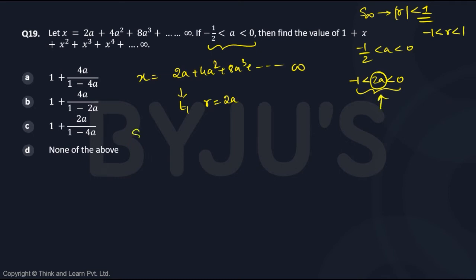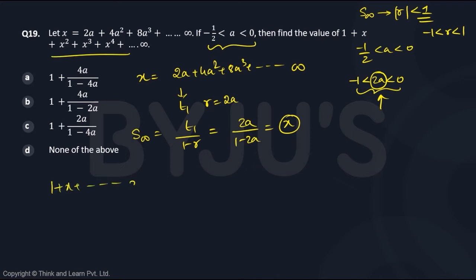So I can use sum to infinite here, which is t1 by 1 minus common ratio, which is 2a by 1 minus 2a. This will be the sum to infinite, which is the value of x itself. Now I have another infinite GP, 1 plus x plus x square up to infinite.